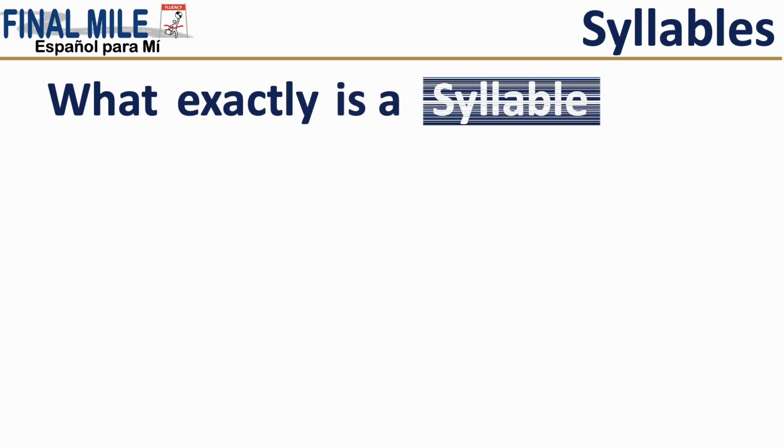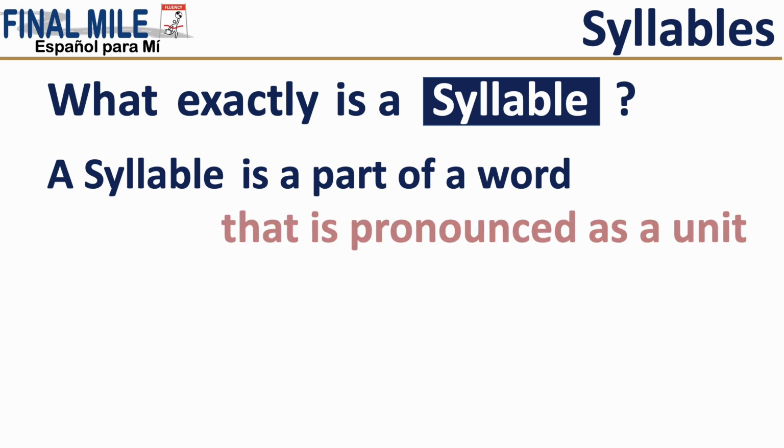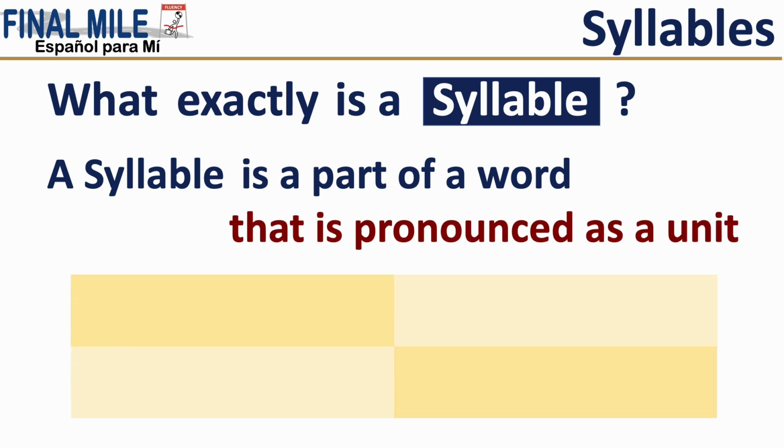Okay, syllables. What exactly is a syllable? If you don't know, don't you worry, okay? A syllable is a part of a word that is pronounced as a unit. Let's look at some syllables in English here. Starting with the word syllable. If it were the first time that you were seeing it or hearing it and you saw it broken up in syllables like this, it would be very easy to pronounce it. Syllable, syllable. Let's look at the next one.